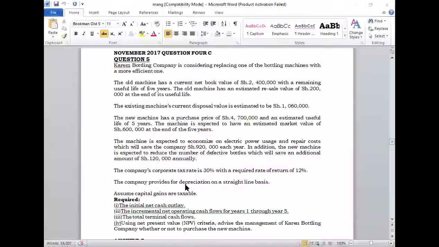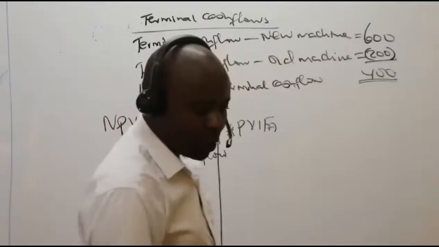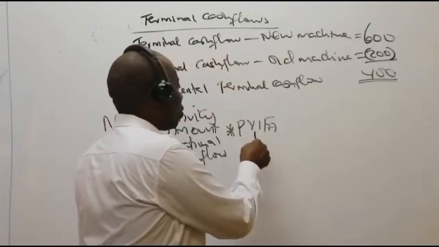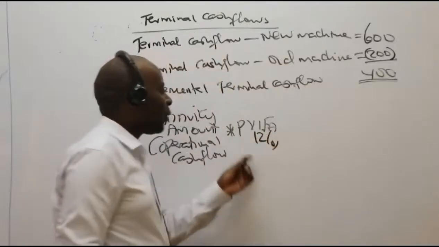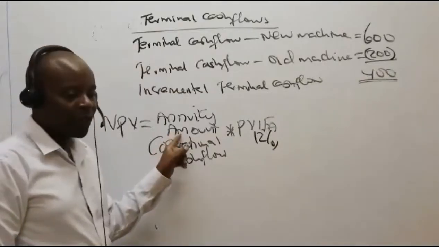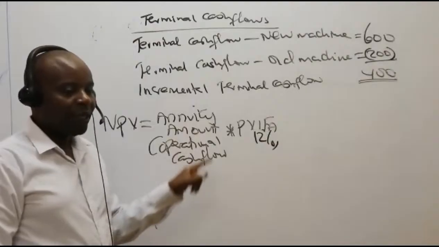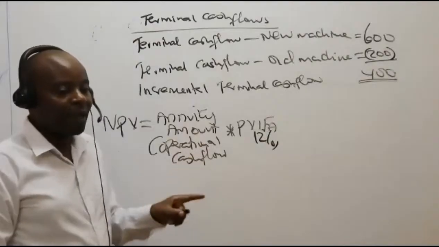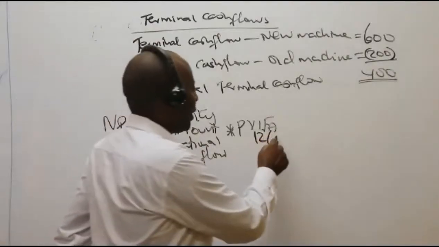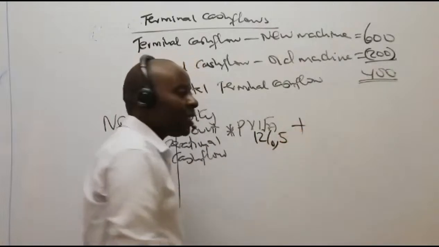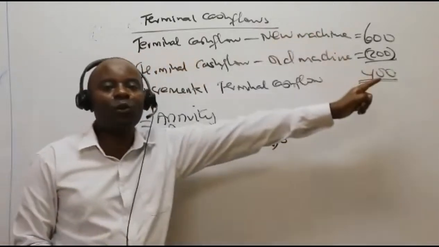Cost of capital. The required rate of return there is 12%. So at 12%, for how many years are we going to enjoy this annuity amount? It has to be the number of years of the new machine, so 5 years. Plus, there is this other cash flow when things come to an end.